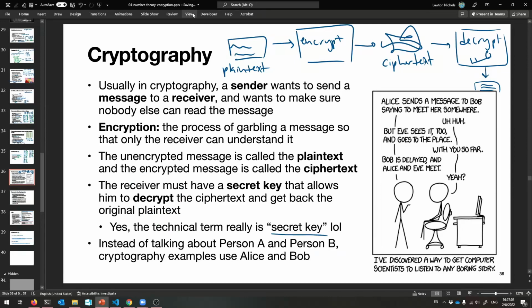Crazy enough. Okay? And if you ever read cryptography textbooks, this is just an aside, but instead of setting up scenarios involving person A and person B, they just use letters to make names, weirdly enough. So you're going to see a bunch of interactions between people named Alice and Bob in a cryptographic textbook, which is funny to think about. So that's cryptography in a nutshell.